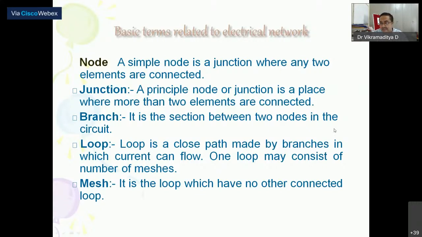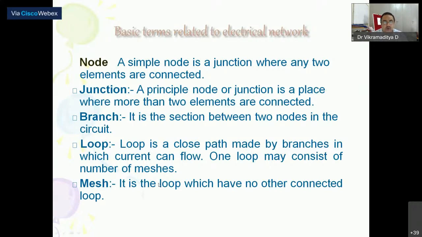A branch is nothing but where elements are connected in series. A branch is formed just as you have a branch in a tree. Some branches emerge out from the stem of a tree. Similarly, in a circuit, when one or more elements are connected in series, they form a branch. I will explain all these things with the help of a diagram, but before that, let's go through the theoretical definitions.